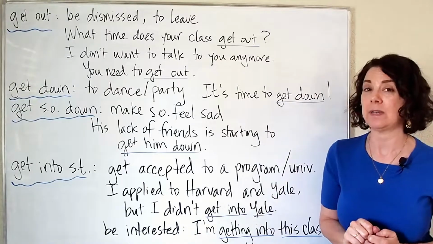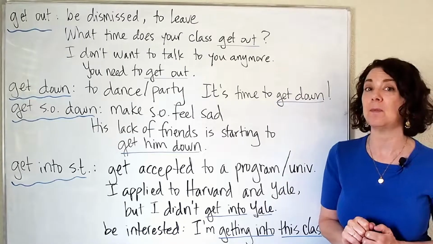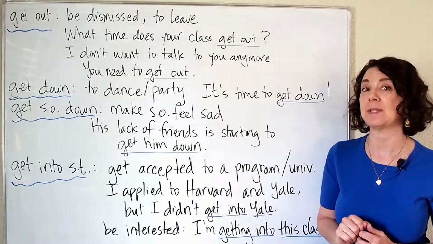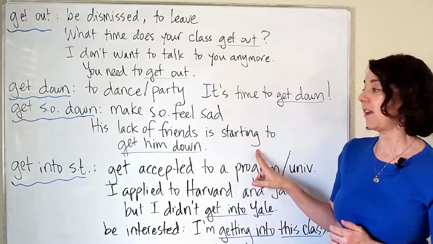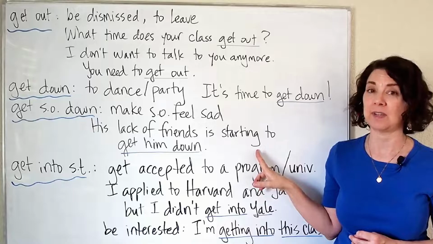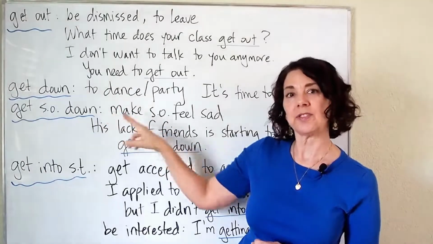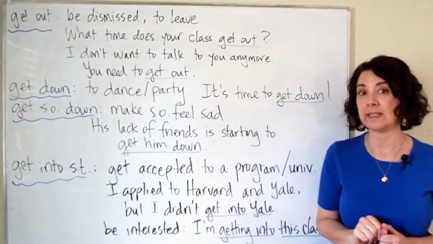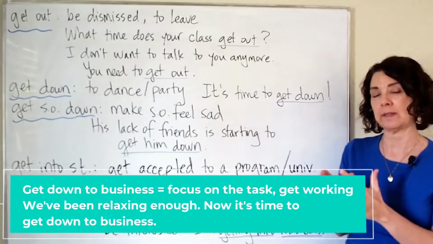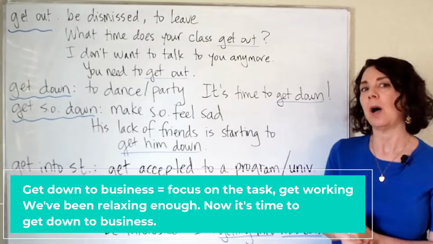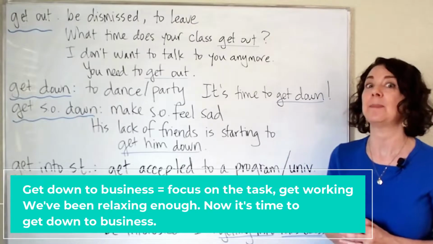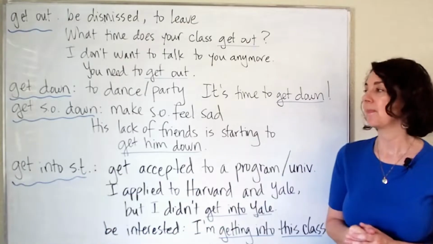And to get someone down is different. To get someone down means to make someone feel bad or to make someone sad. His lack of friends is starting to get him down. This one also has the idiom get down to business, and that would mean to focus. We could say, for example, oh, we've been relaxing enough, now it's time to get down to business.